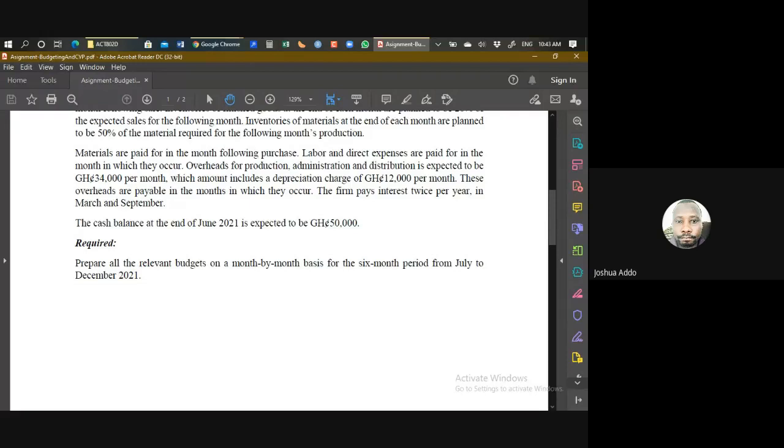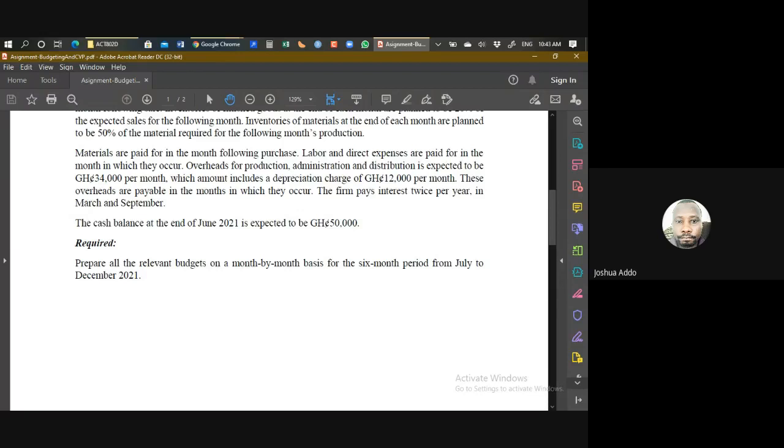Overheads for production, administration, and distribution is expected to be 34,000 Ghana cedis per month, which amount includes a depreciation charge of 12,000 per month. These overheads are payable in the months in which they occur.